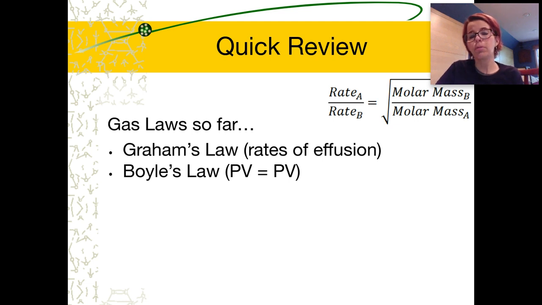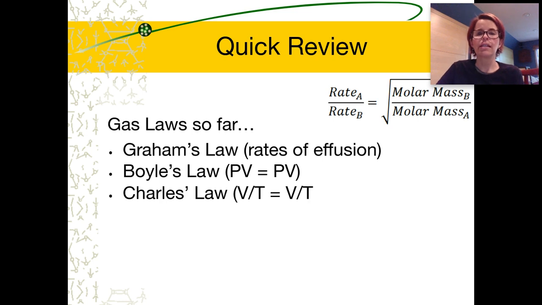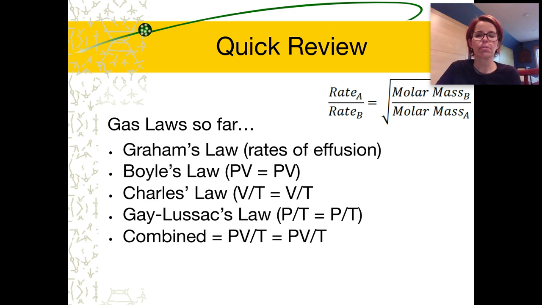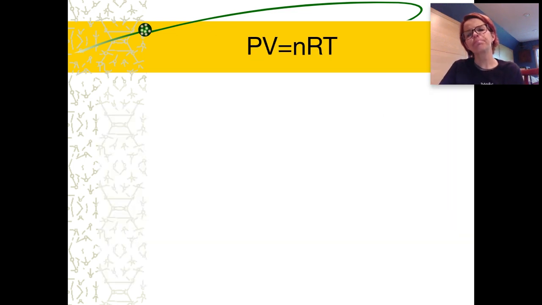And then we did several labs. We did a lab with Boyle's law, P1V1 equals P2V2. We did a lab on Charles' law, V1 over T1 equals V2 over T2. And then we did Gay-Lussac's law, which is pressure over temperature equals pressure over temperature. Finally, we took all three of Boyle's, Charles', and Gay-Lussac's and we put them into one, P1V1 over T1 equals P2V2 over T2. If you just remember that one, Graham's law is separate, but if you remember the combined, you can use it to solve any of the other kinds of problems.